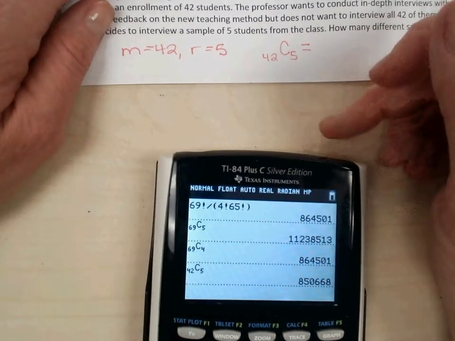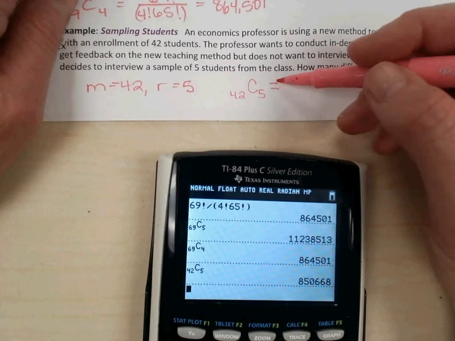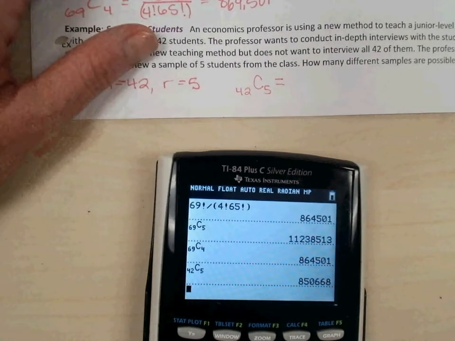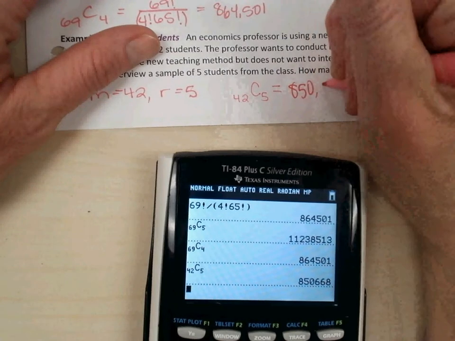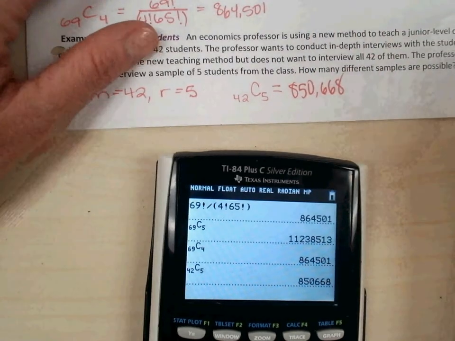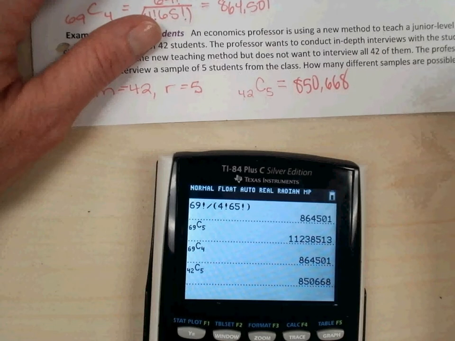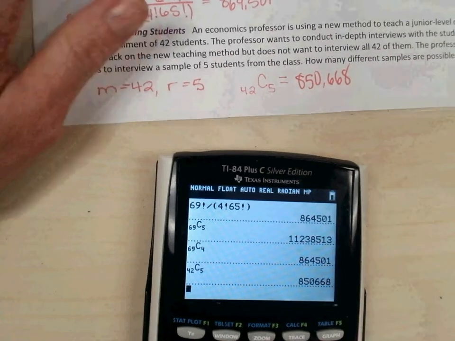Alyssa, what did you get? Oh, my calculator doesn't do that. I don't have an option to do any of that. Oh, okay. Well, what about even the factorial? I'll help you find it. Okay. 850,668. Excellent.